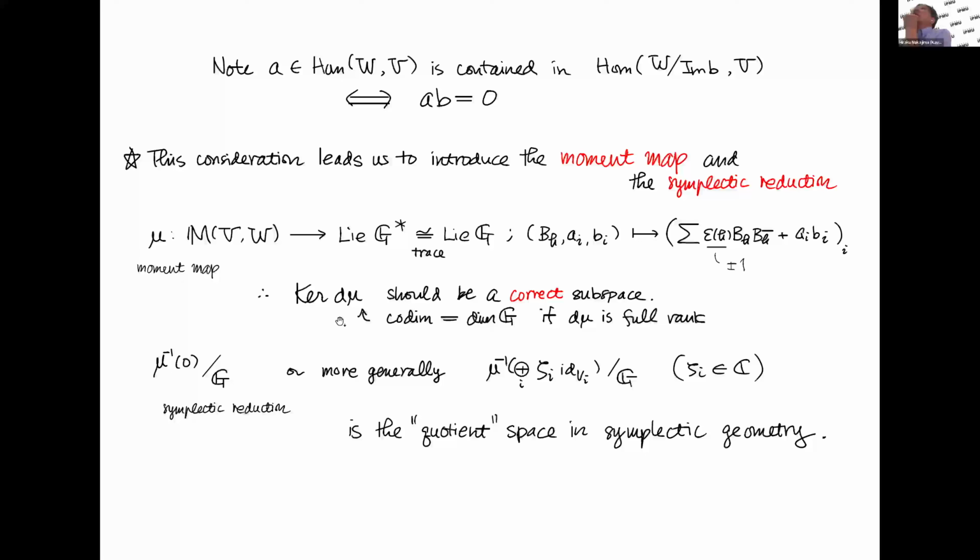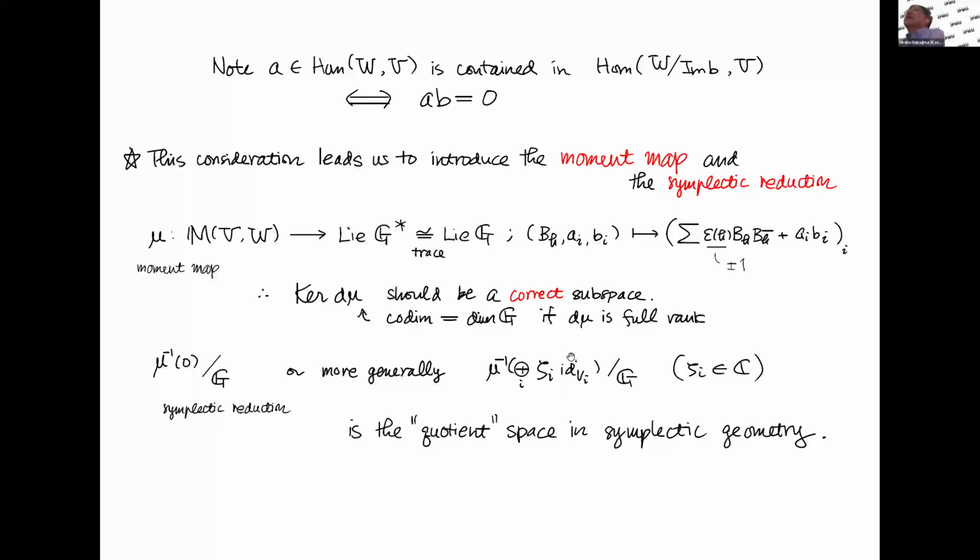So in order to have this space as a tangent space, we impose the condition that μ is equal to 0 in M_VW, and then take the quotient. This space is called symplectic reduction. And you can slightly generalize the condition: instead of 0, you can take a sum of scalar matrices, ζ times the identity. So instead of μ equal to 0, you can impose the condition that μ is equal to this direct sum of scalar matrices.